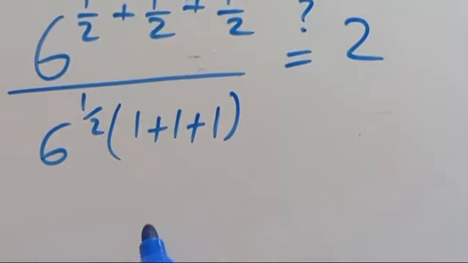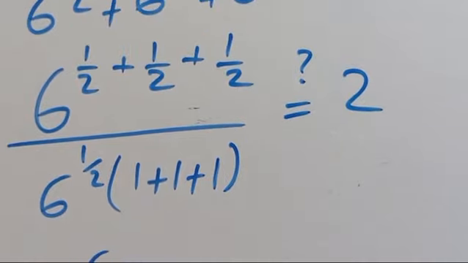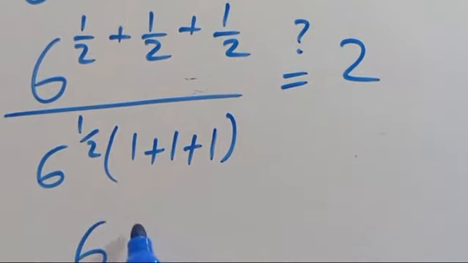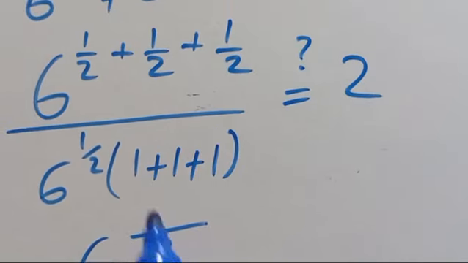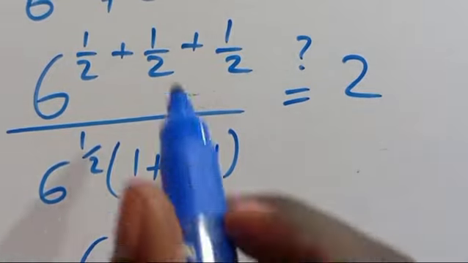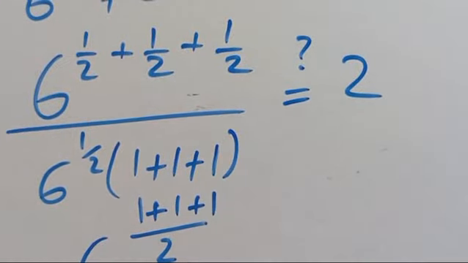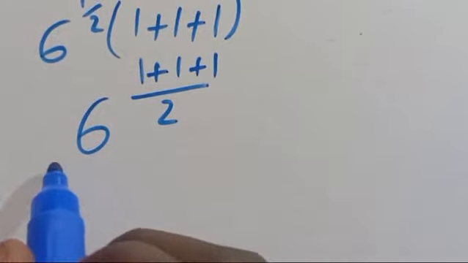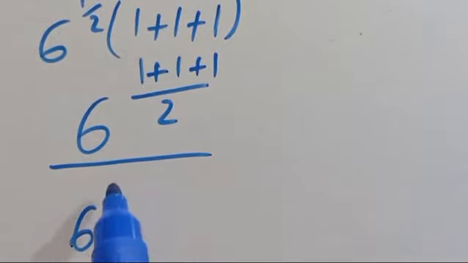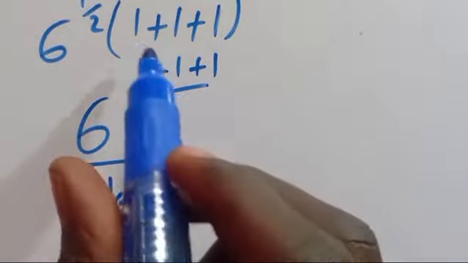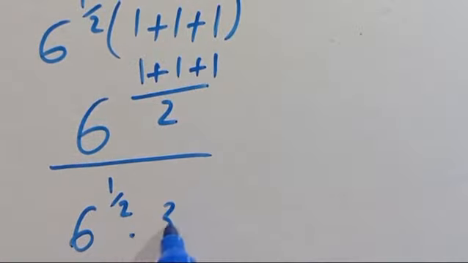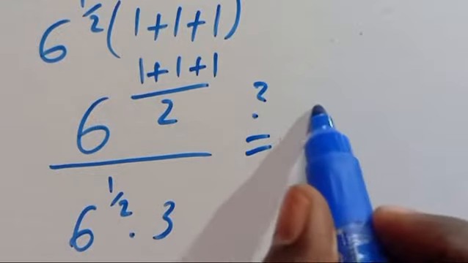So from here, we have 6. The LCM is 2. Now, 2 here is 1, times this will also give us 1. 2 here is 1, 2 here is 1, times this 1 will also give us 1. 2 here is 1, 2 here is 1, will also give us 1. Then all divided by 6 to the power of 1 divided by 2, multiplied by 1 plus 1 is 2, plus 1 will give us 3. Then it's going to give us 2.